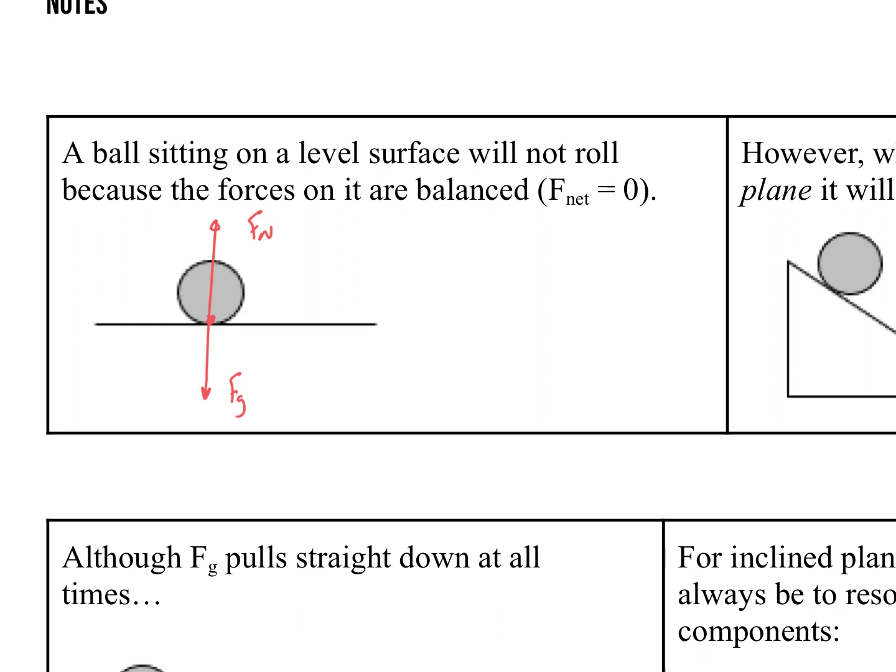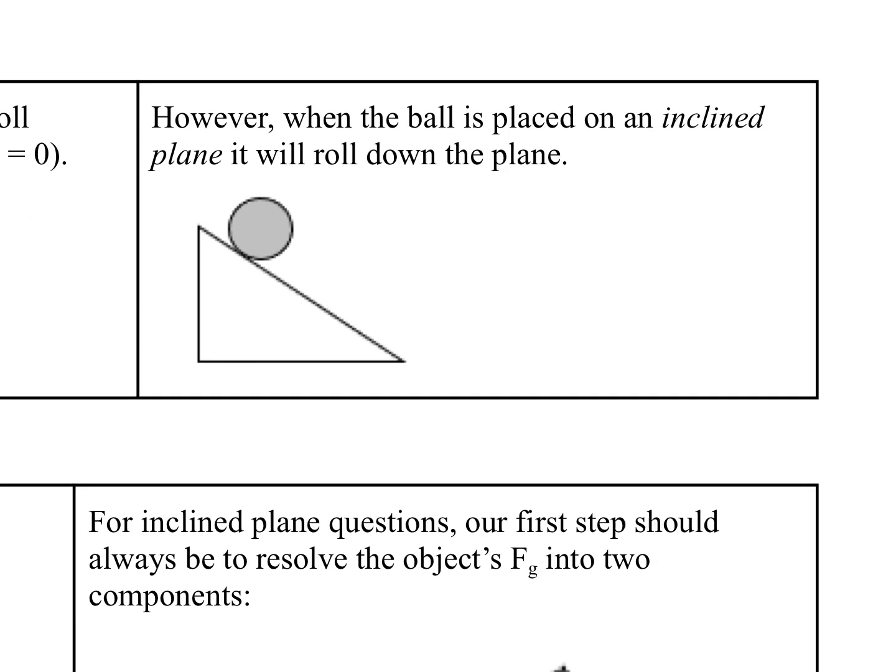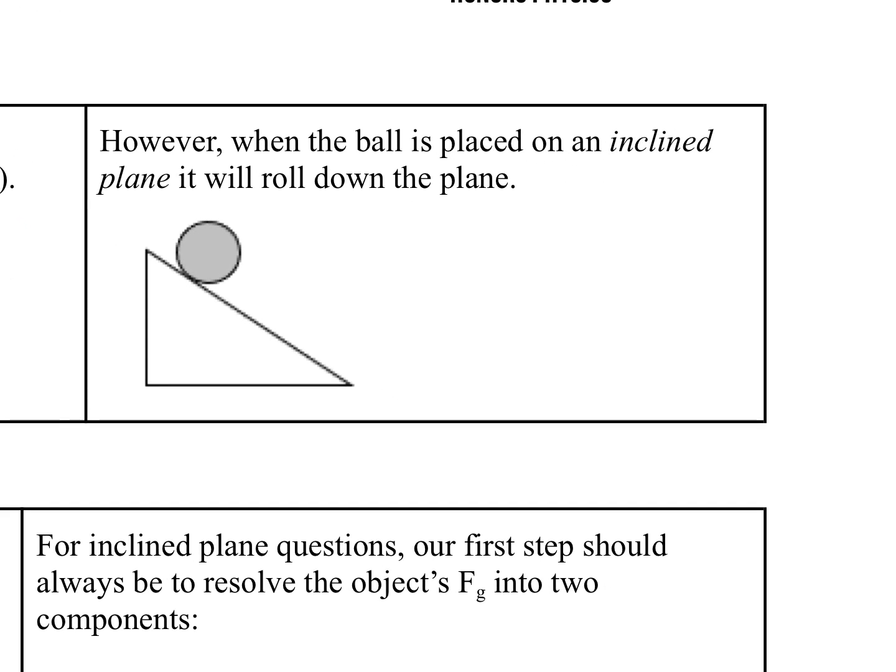Here we have the two forces, the normal force pointing up and perpendicular, and the weight of the object, or the force of gravity. So we know that these two things are equal. We won't spend a lot of time doing that, but we know that it will not roll because the forces on it are balanced. However, when we set it on an inclined plane, it actually begins to roll down, right? The motion is pointing down the ramp.